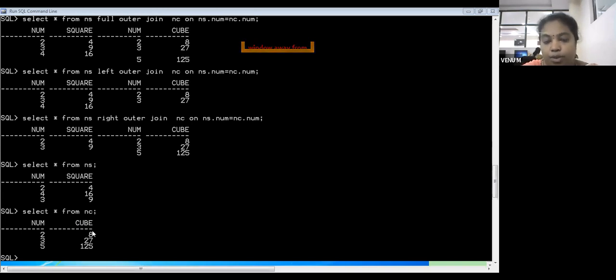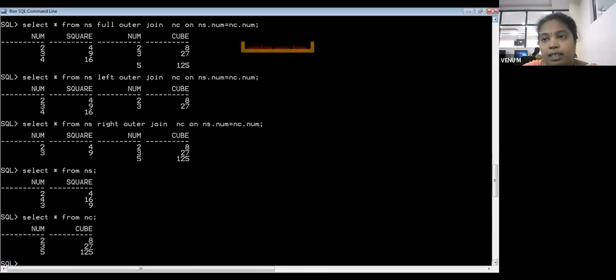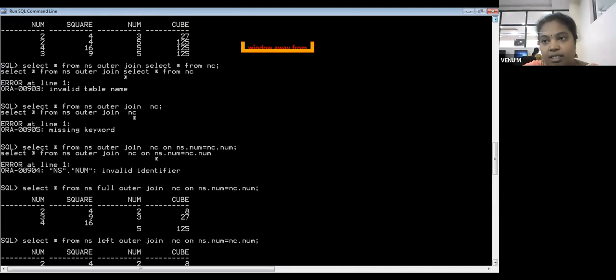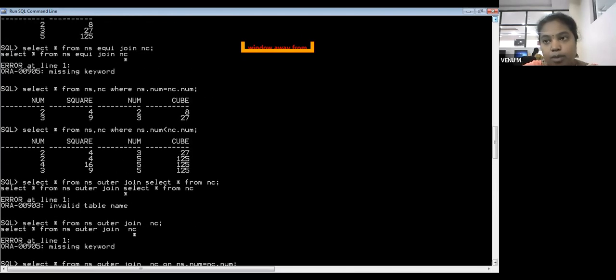Square is a different column, cube is a different column for these two tables. If we have to perform left outer join, then what does join mean? So in normal join, what is our output? That means 3 into 3, 9. That is the output. Here you have to observe normal join.